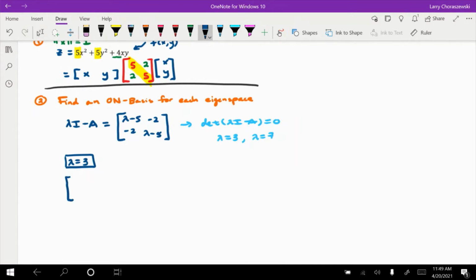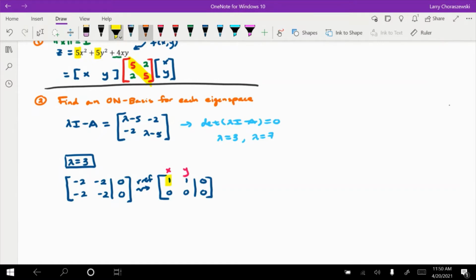So when we plug 3 into lambda I minus A, we're going to get negative 2, negative 2, and don't forget we augment it with the 0 vector. Bottom row will be negative 2, and 0 as well. The RREF version of this matrix goes as follows: 1, 1, 0 in the top row, and then 0, 0, 0 in the bottom row. First column associates with x, second column for y, and it looks like x corresponds to a leading 1, which means that y would have to be our parameter.